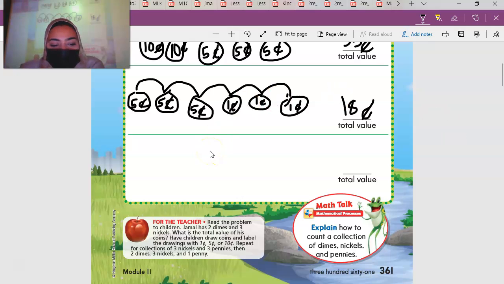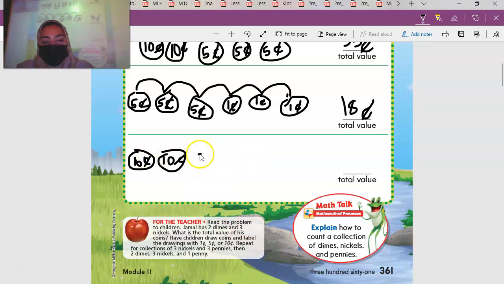The last one says 2 dimes, 3 nickels, and 1 penny. So we have 2 dimes. Those are 10 cents. 10 and 10. Three nickels, that's 1, 2, 3. Each nickel is 5 cents, 5 cents, 5 cents, and 1 penny. A penny is 1 cent.